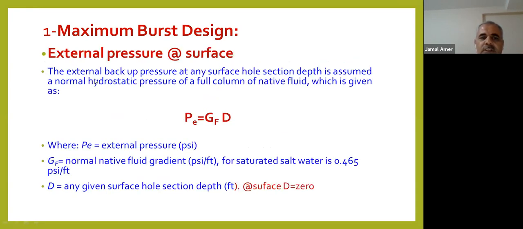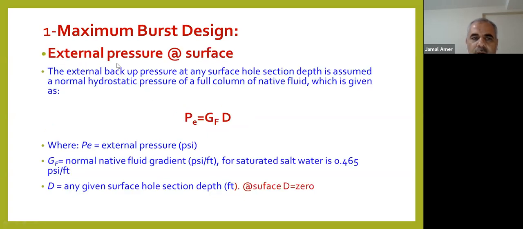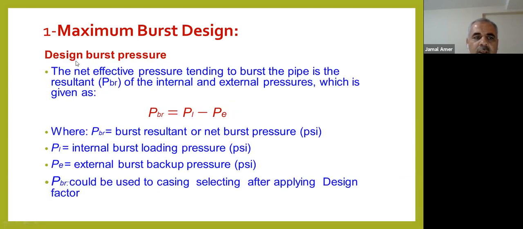External pressure, we call external pressure. As I told, we do all our calculation on the worst scenario. In our course we'll discuss and explain in detail what we mean by external pressure at the casing versus internal pressure at the surface. What is the difference between them? Design burst pressure also: the burst pressure is the differential pressure between the internal pressure and external pressure.